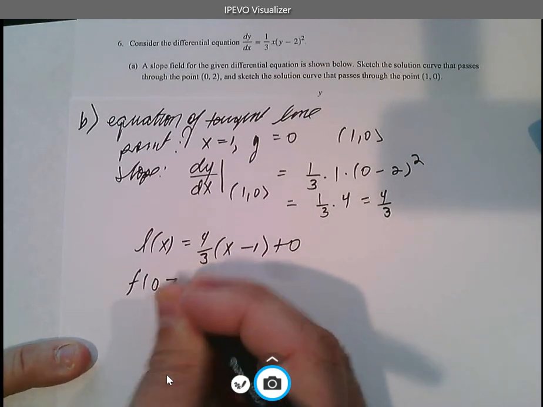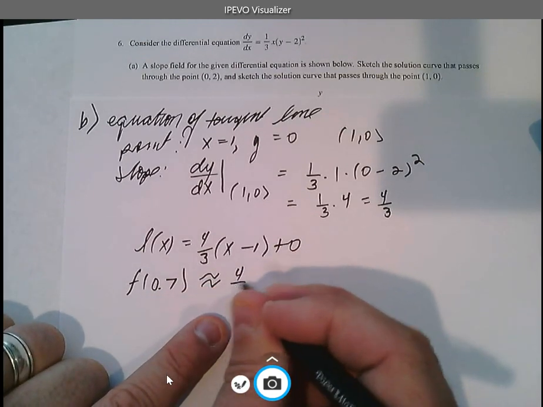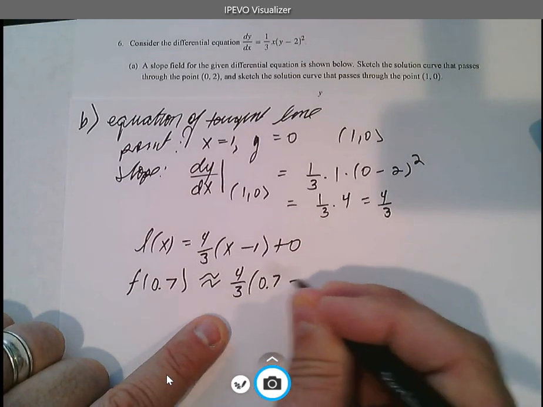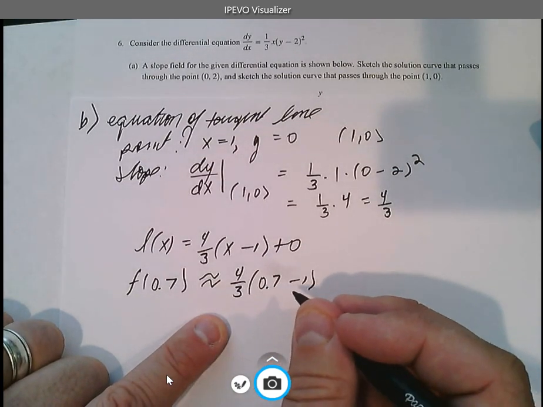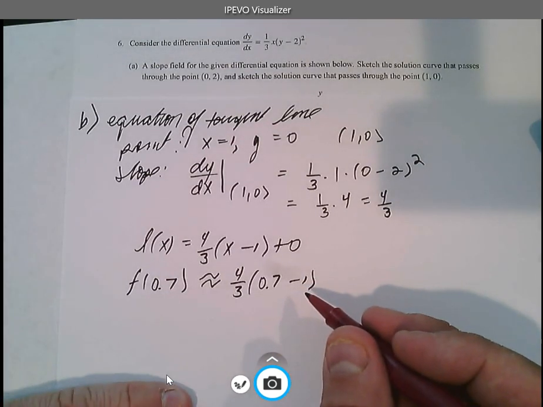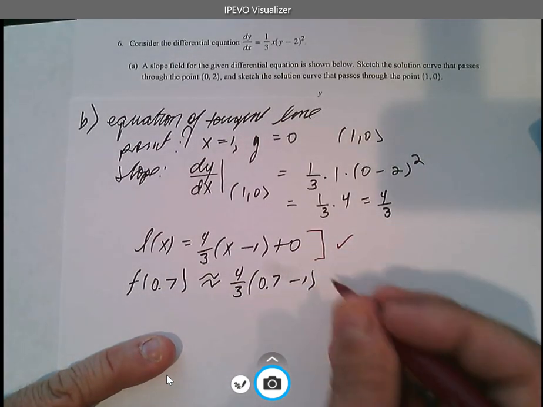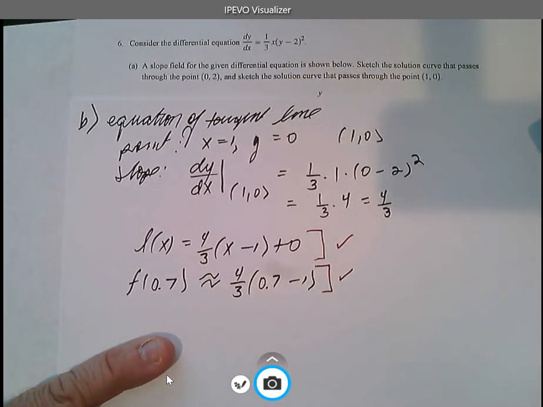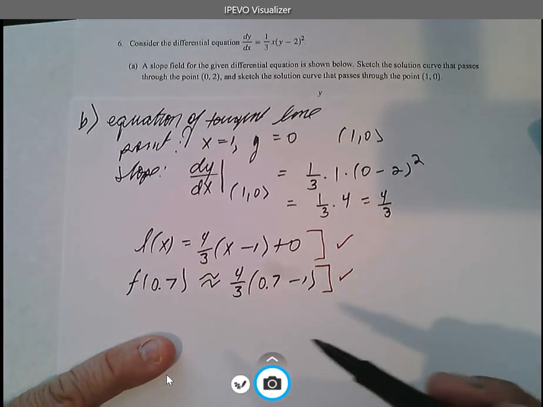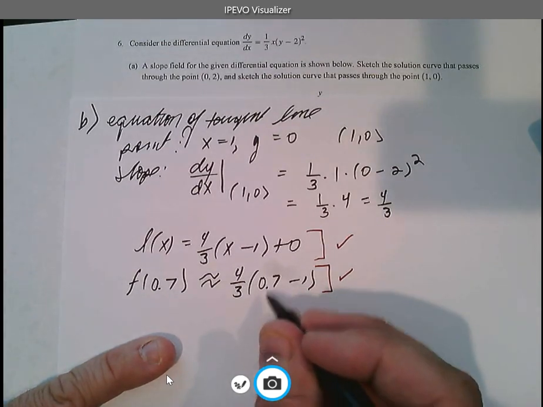To approximate the value of my function at 0.7, I'm going to evaluate my tangent line at 0.7. I'm not going to bother to simplify because there's no need. Everything's a number. This is perfectly acceptable. The College Board awarded 1 point for coming up with the equation and 1 point for coming up with your approximation. If you are tempted to simplify, feel free.